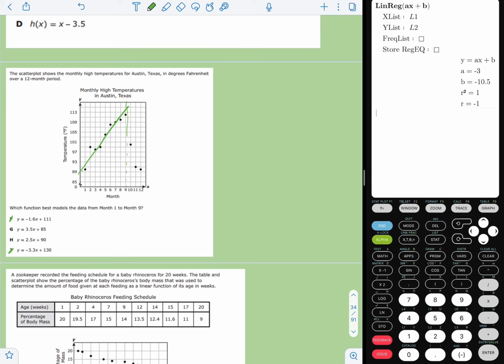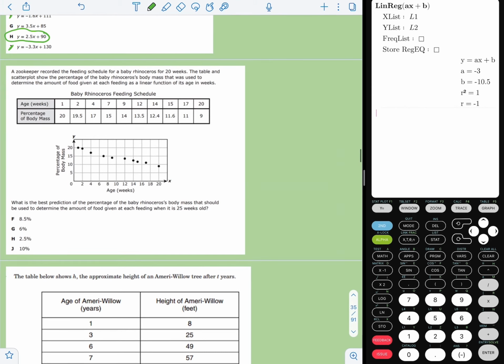And then from here, we need to look at our y-intercept. The y-intercept is right about here at 89, which is closer to 90. So we're going to choose the answer remaining that has a y-intercept of 90. And there we are.